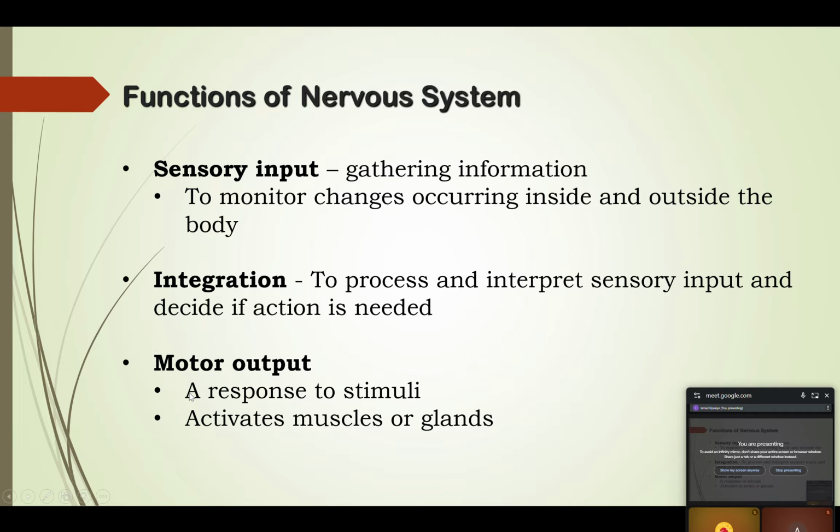And then you have the motor output segment, which is basically the response to stimuli. It helps in activation of muscles or glands for an appropriate action to whatever stimulus or sensory input you may have received. Usually the integration center, we call it the modulation center. The brain or the spinal cord are the ones involved in the integration of messages or stimulus received.